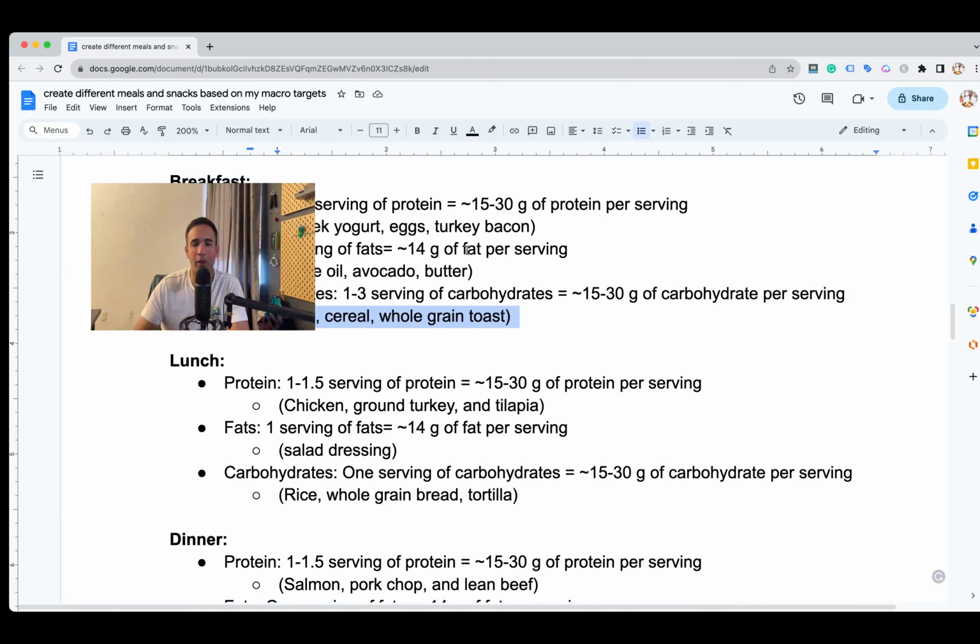I could do this via tracking too. Even if you watch the replay on this one, let me know if you'd like to watch me go through tracking this in a food tracking app, so you can get a little bit better of an understanding.